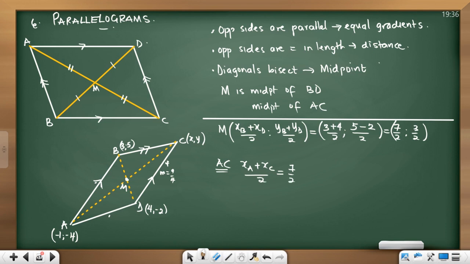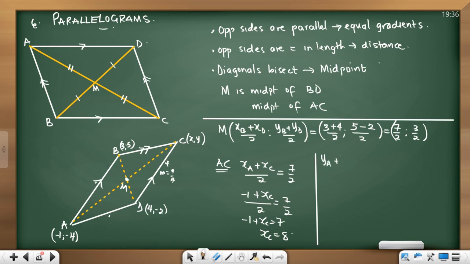Do I know the x value of A? Yes, negative 1, over 2. Cross multiply, or since the denominators are the same, I can walk through. Minus 1 plus xc. Remember, I can only do this because my denominators are the same. Check, 8. We're getting the exact same answer. So now we have about 4 ways.